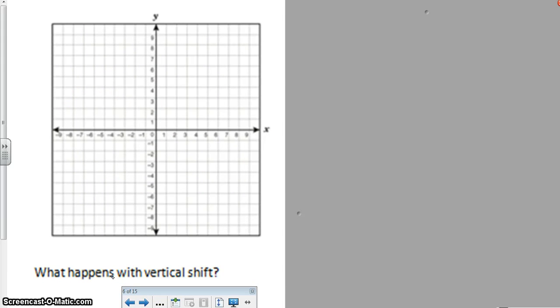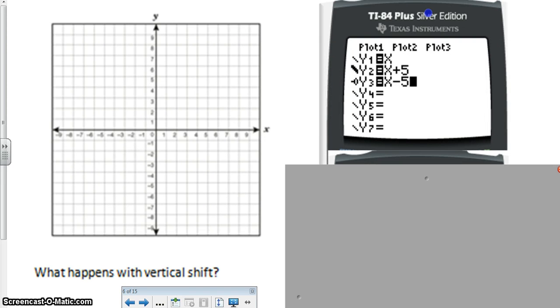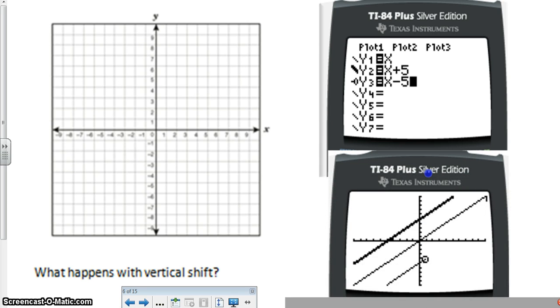All right, what happens with a vertical shift? Well, let's go ahead and try this. Go ahead and pause the video and do these 3 functions. All right, if you go ahead and hit zoom 6, hopefully this is what you'll see. Talk to your partners about what happened.